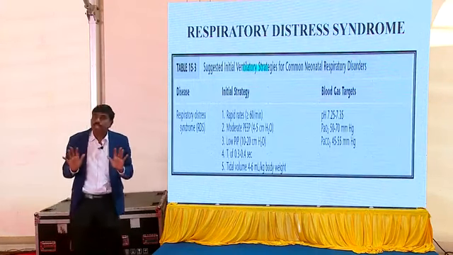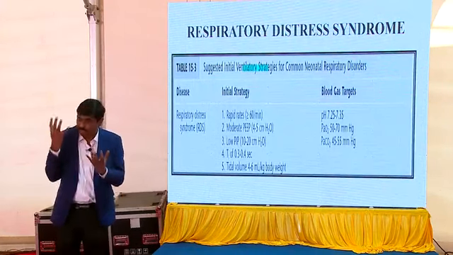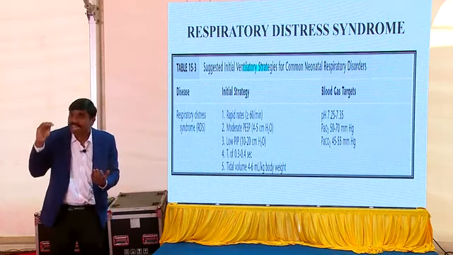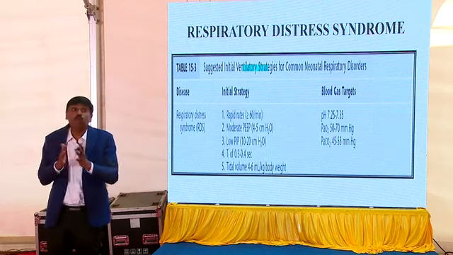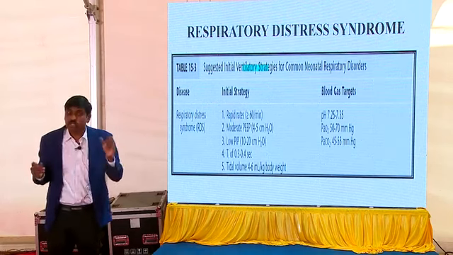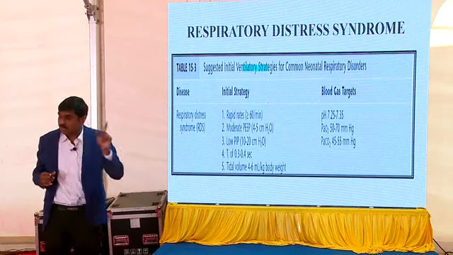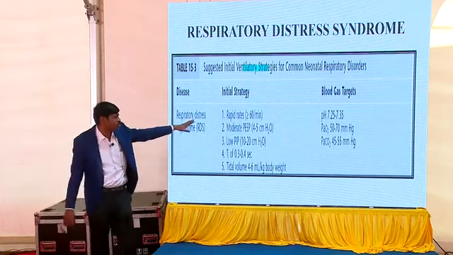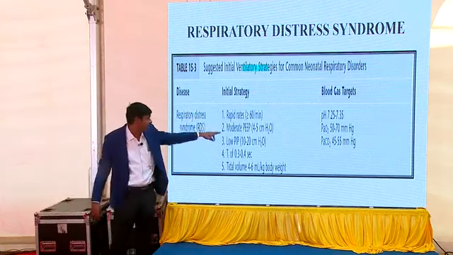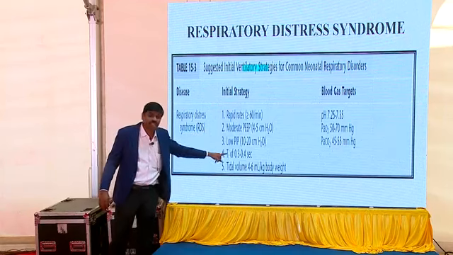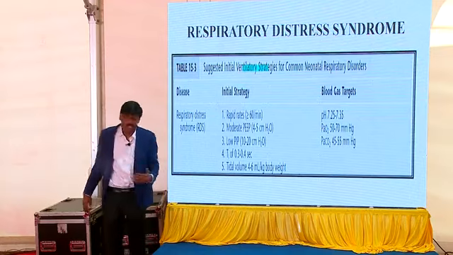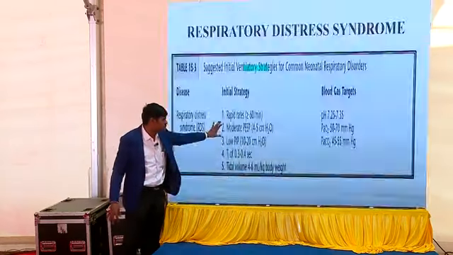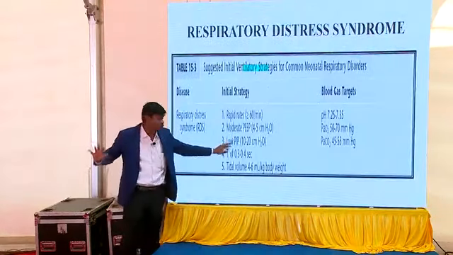In RDS, like I told you, you are going to have a stiff lung, so your I time is going to be less. If the baby breathes more, you're going to have a lot of air trapping, so you're going to have rapid rates. Rapid means don't go to 60s, but at least 50, 60. You're going to have a lesser I time, 0.3 or 0.35 like that. In fact, the smaller the baby, the lesser the I time. You're going to have a moderate PEEP, at least 5 to 6 you can give.